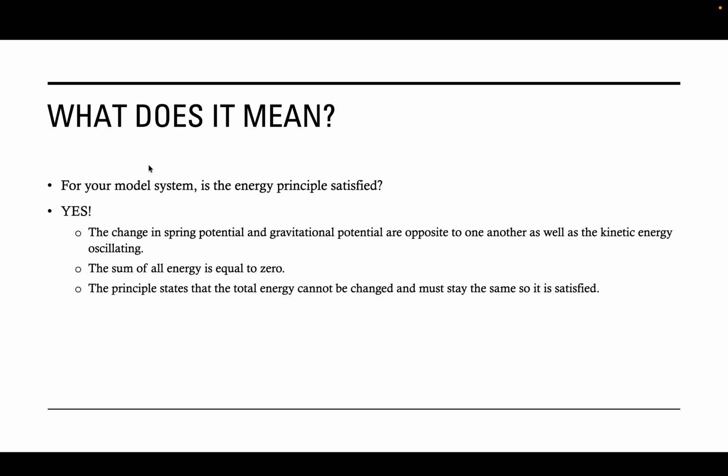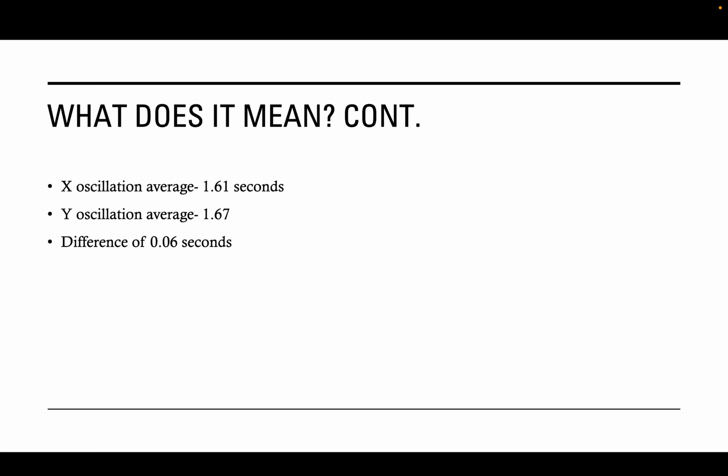So for our model system, is the energy principle satisfied? Yes, it is. As I just mentioned earlier, the change in spring potential energy and gravitational potential energy are opposite to one another, as well as the kinetic energy, meaning that the sum of all energy is 0. And like I just said, energy cannot be created nor destroyed, so it has to stay the same, like it did in the graph. What else does this mean?